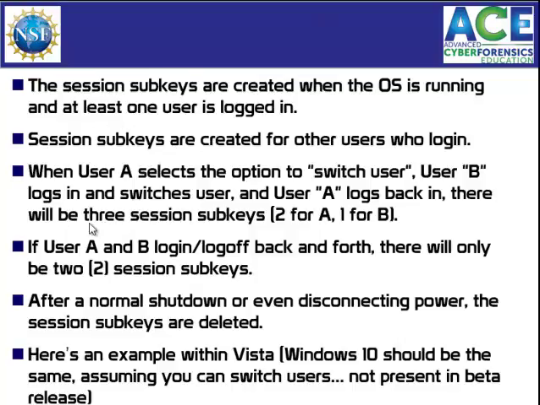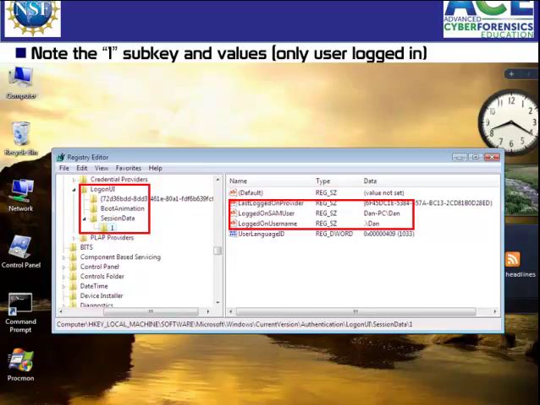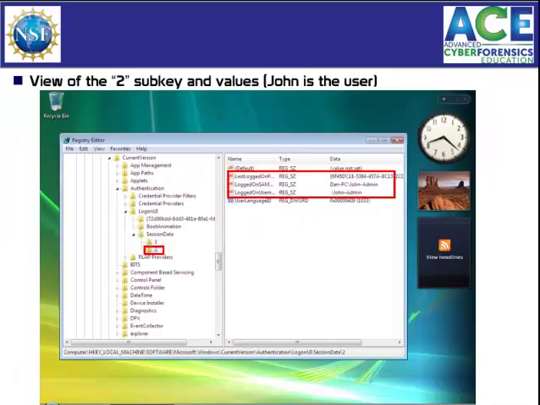Here's an example within Vista, and Windows 10 should be relatively the same. When you go in and take a look at the machine through the live registry editor, you can see the LogonUI subkey with the session data, and here you have an example of one user being logged into the local machine. In the view of the 2 subkey and the values, which is the second user, the B user, now being logged in, you see a second subkey with a value of 2, and of course you see the corresponding values of John being logged into the machine.